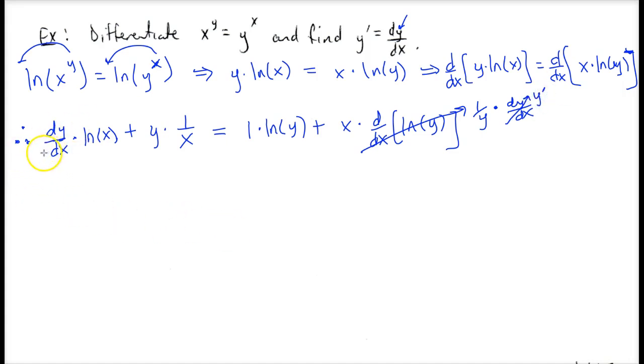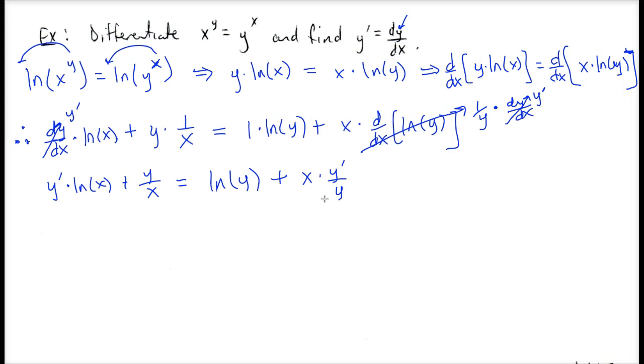So in essence, do the same thing here. This turns out to be y prime times natural log of x plus y divided by x, which is equal to natural log of y plus x times y prime over y.